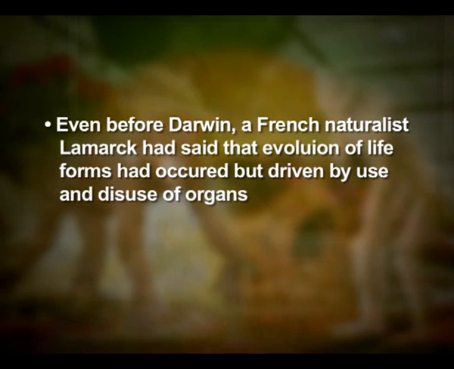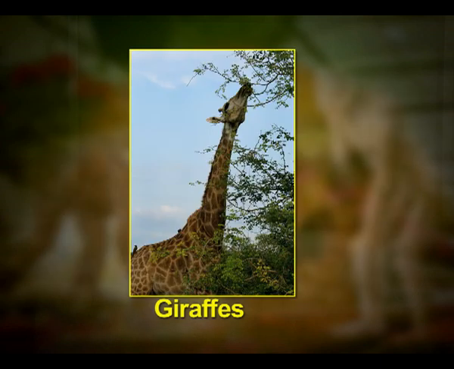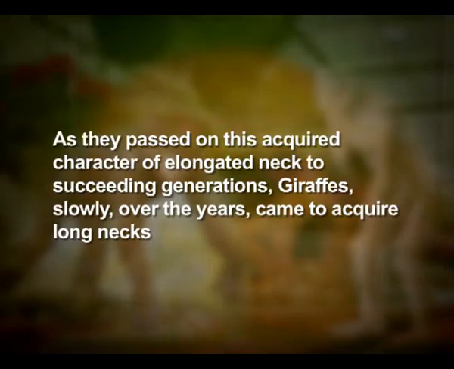Even before Darwin, a French naturalist, Lamarck, had already said that evolution of life forms had occurred driven by use and disuse of organs. He gave the example of giraffes, which, in an attempt to forage leaves on tall trees, adapted by elongation of their necks. As they passed on this acquired character of elongated neck to succeeding generations, giraffes slowly over the years came to acquire long necks. Nobody believes this conjecture anymore.